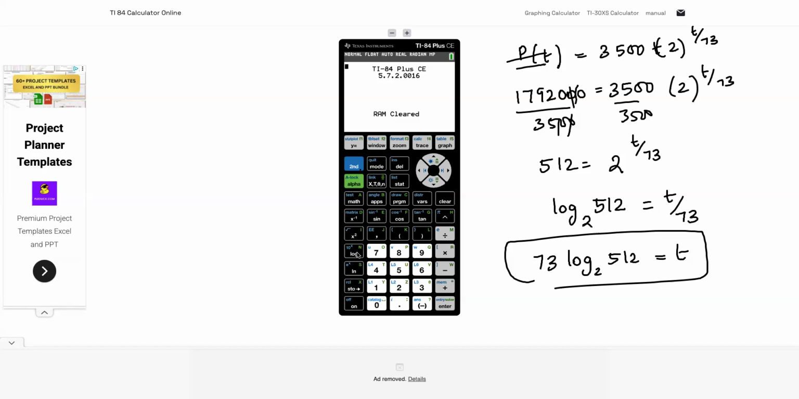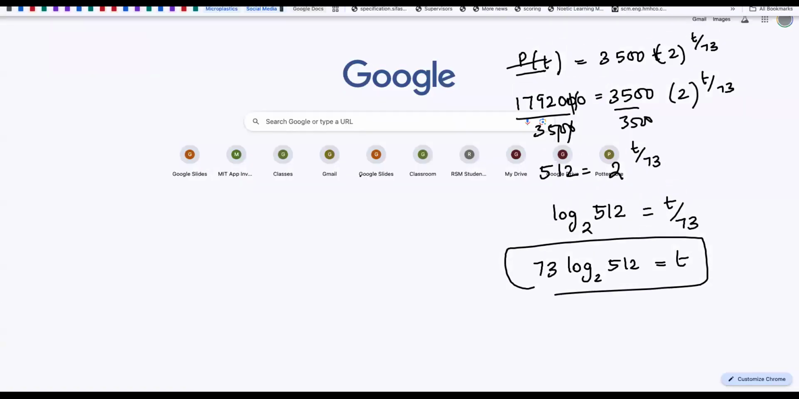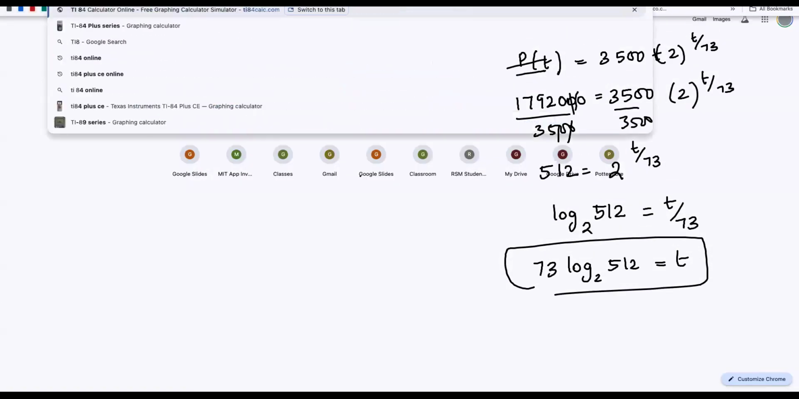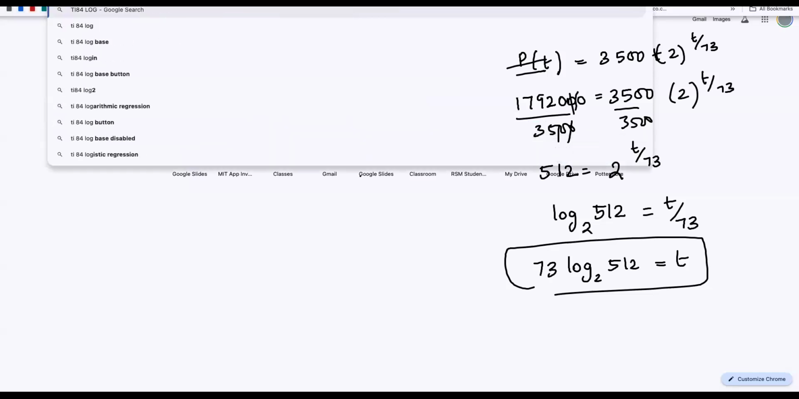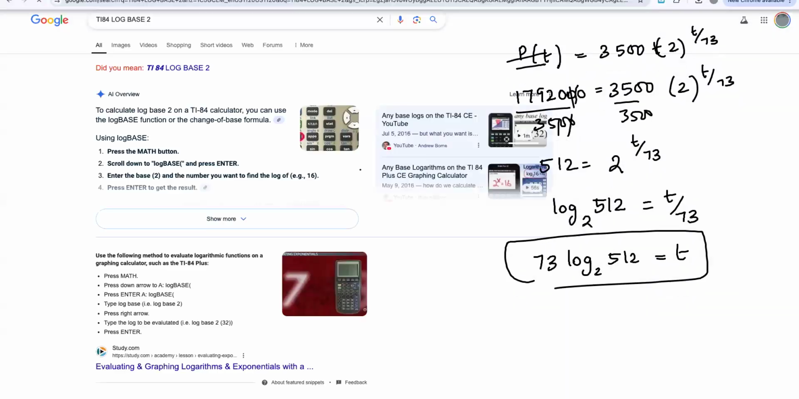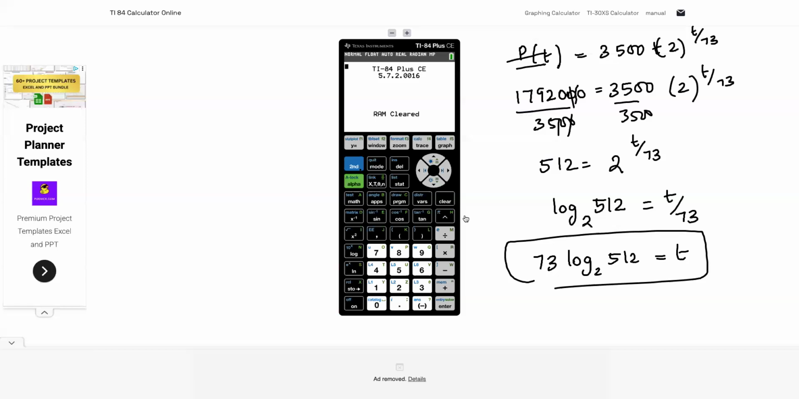Okay. Is there a way to do the log base? Give me a minute, guys. I need to check, because I can convert it to log base 10. I don't know. TA84 log base 2. How do you do that? Yeah, see, press the math button, then you have the log base. So I want to calculate 73 times log 512 base 2.